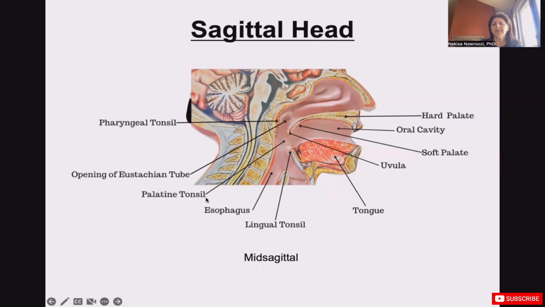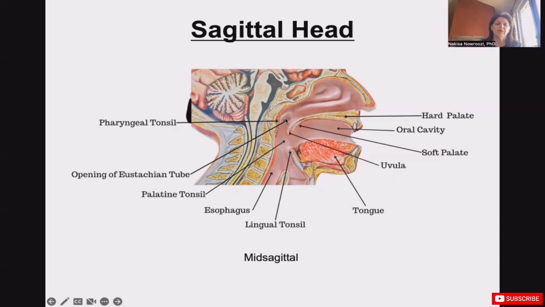We're only focusing on the digestive portion of this. The opening of the digestive system is the mouth. We have the tongue. Here is the hard palate, soft palate, and the end of it, the uvula. We have these tonsils. This one's called the lingual tonsil. You have the palatine tonsils, and you have the pharyngeal tonsils.